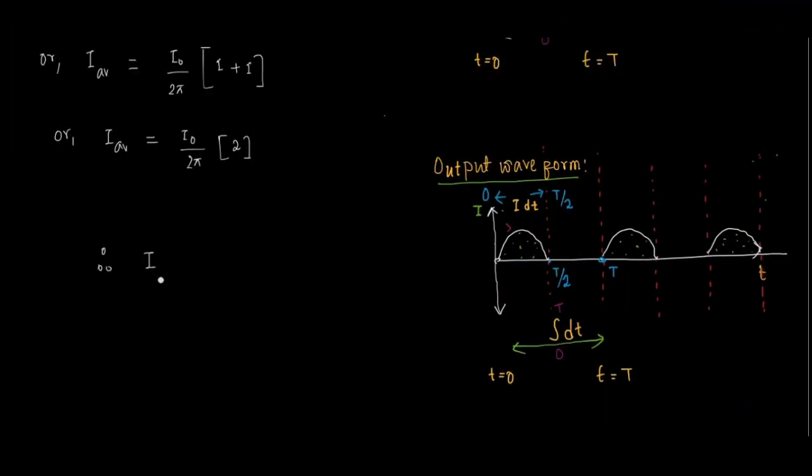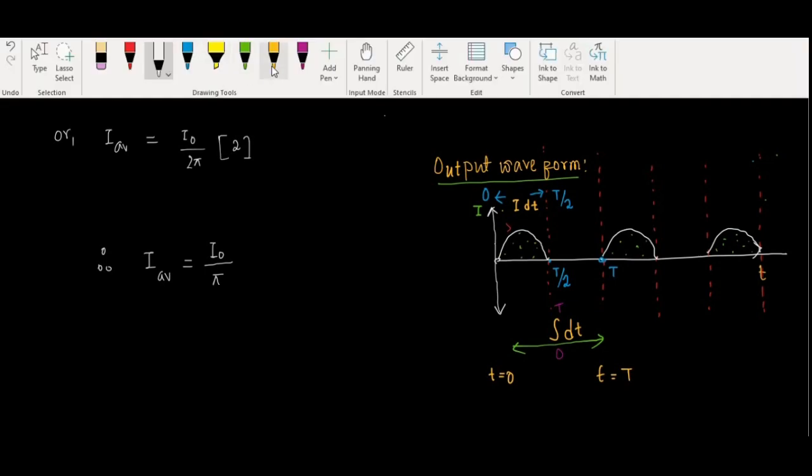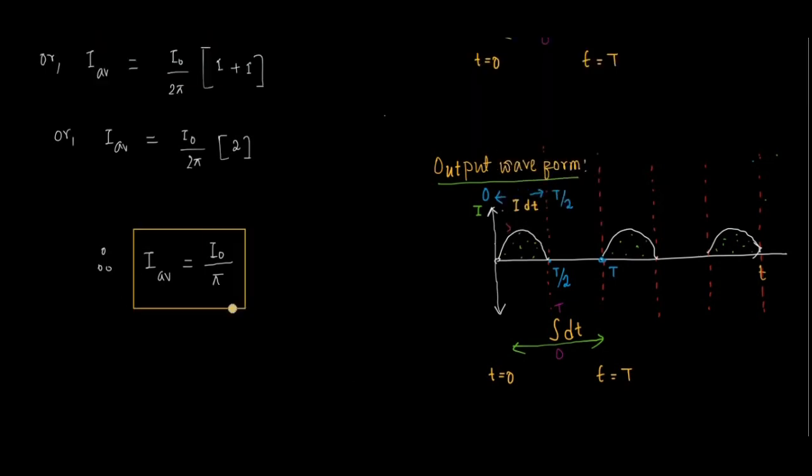Therefore, I_AV is equal to I0 divided by pi. That is the average value of current obtained at the output of a half-wave rectifier. This is the average value of current.